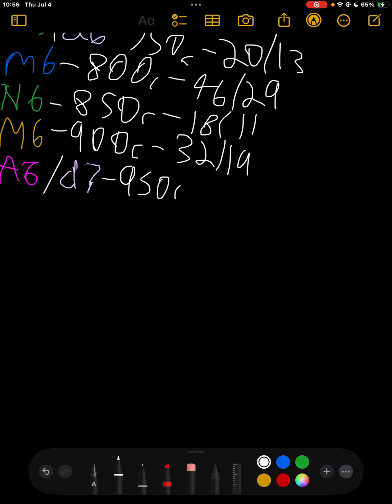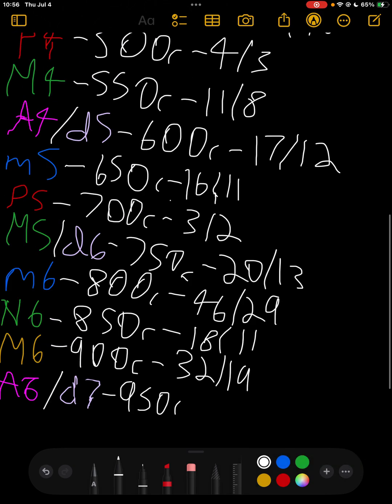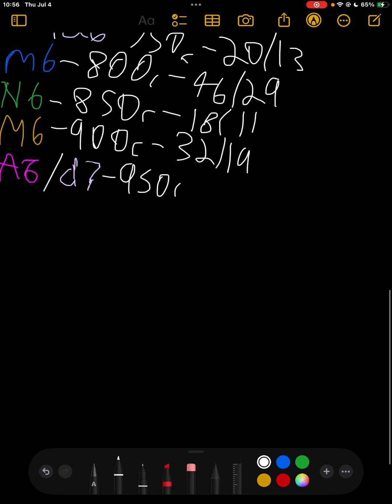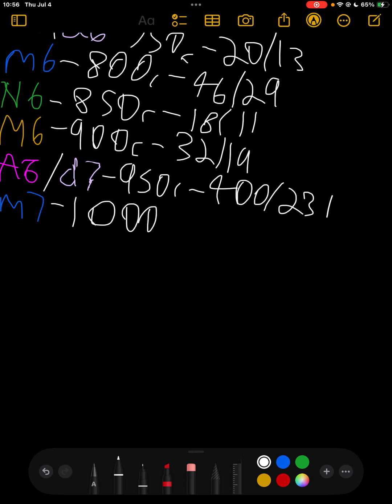What did we say the good ratio was last time? So we said for this one we're going to do 400 to 231. I know that's a bit of a messy ratio, but that's what I have. Next up, minor seventh, at 1,000 cents. It has a ratio of 16 to 9. It's a close one.